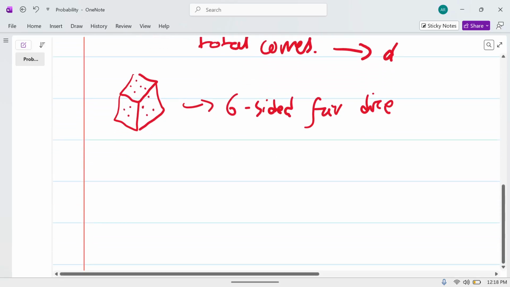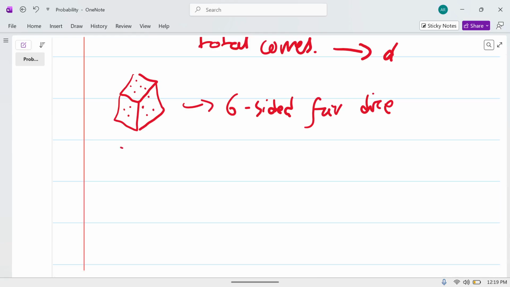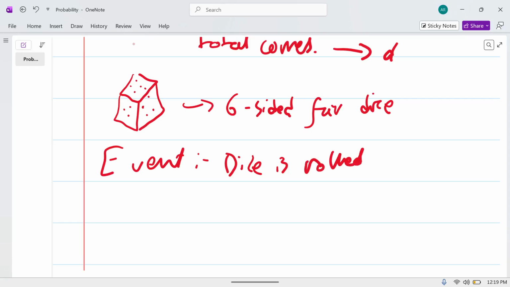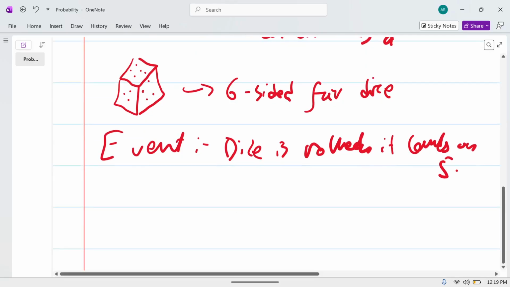Now, in case you're going to throw it, what's an event? If I say, tell me the probability that six appears on the top face if I'm going to roll it, that is an event, right? Like the dice lands on, let's say, 5 or 4 or 3. That is an event. The dice is rolled, it lands on 5, and I have to tell you the probability of this event. So this is the event that the dice is rolled and it's going to land on a specific number, and that number in this case is 5, right?